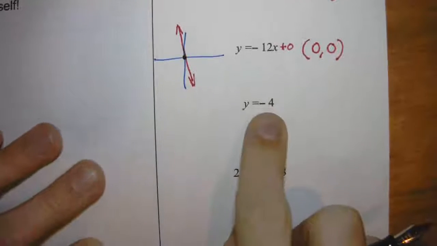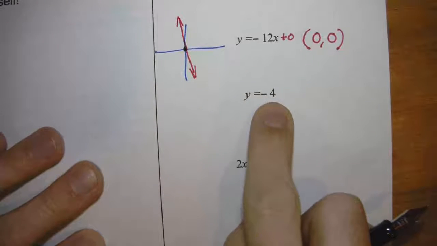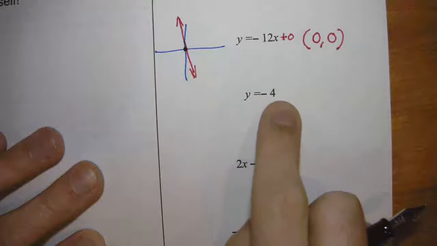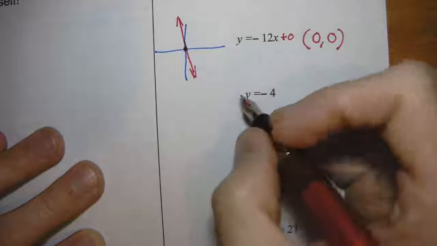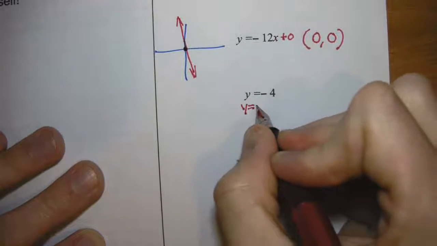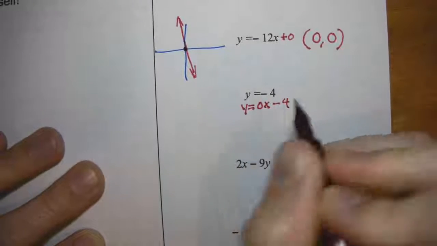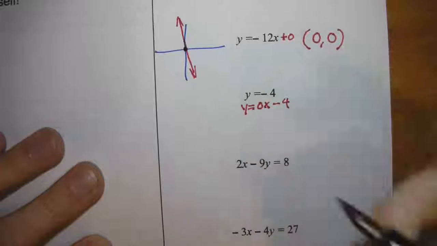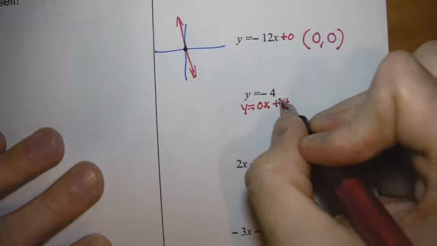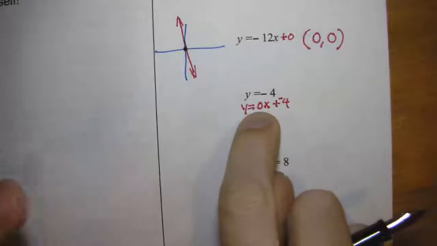All right, let's look at this next one. Y equals, notice no mx. Remember, we said if there's no mx, we could rewrite it as y equals 0x. And in this case, subtract 4. So let's rewrite that. We'll write it as adding a negative 4. So we have a 0 slope, which we don't care about.